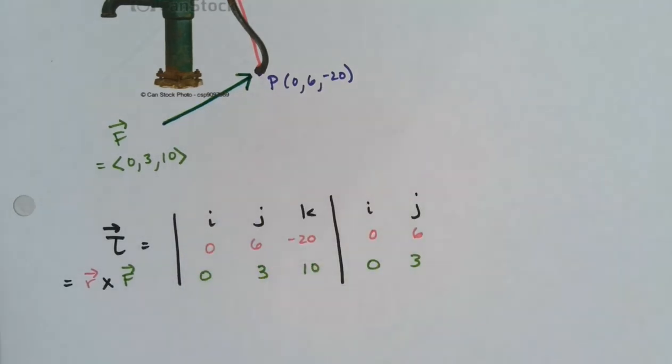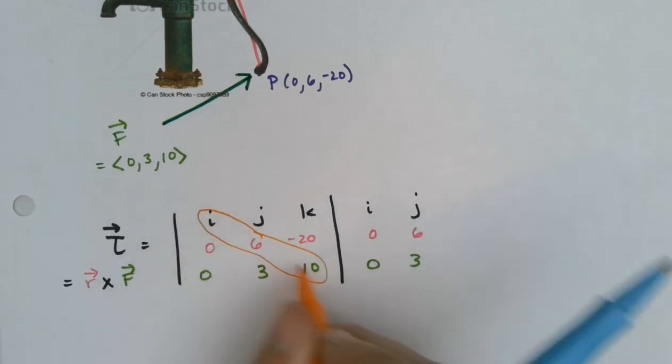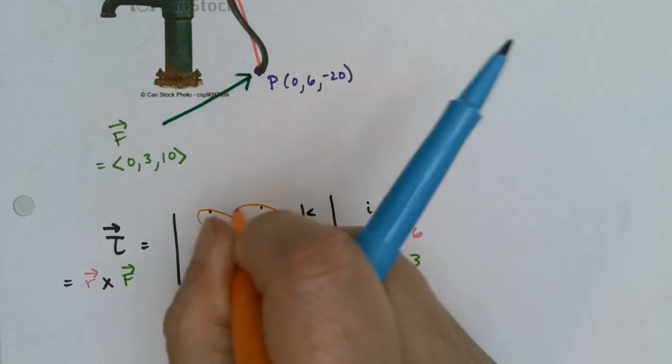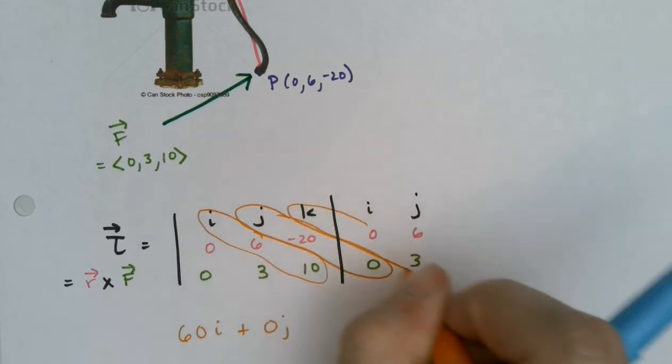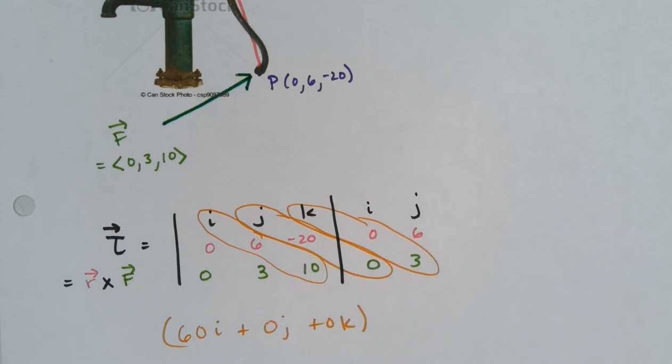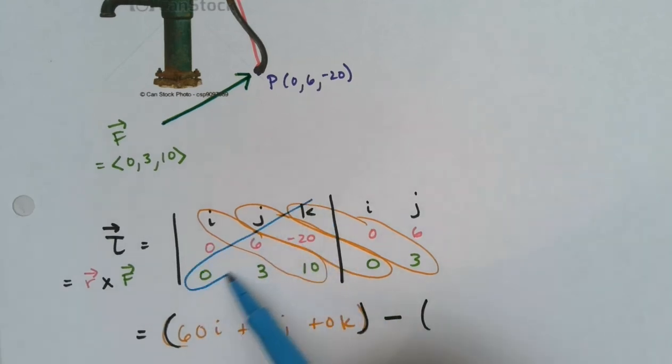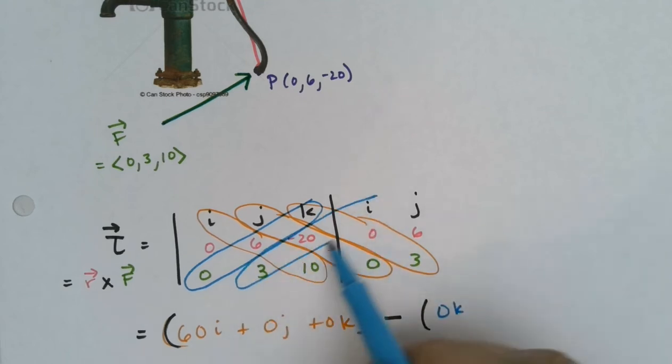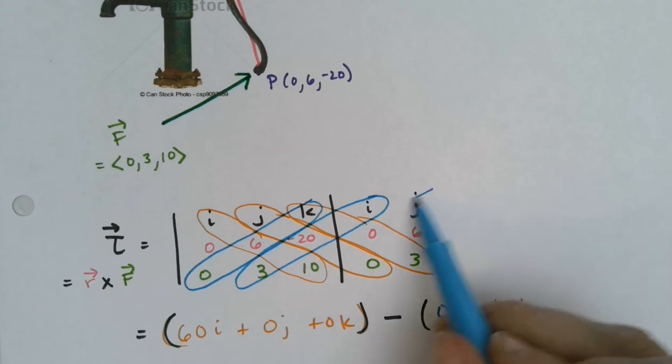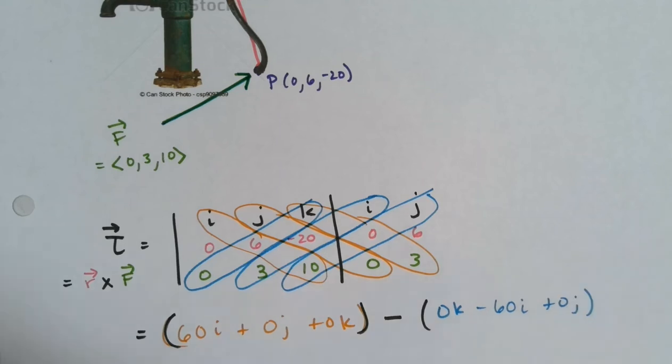All right, so let's see here. I'm going to go on the diagonal right here. i goes with 6 and 10. So that's 60i plus 0j plus 0k. Nice. They all disappeared. Minus. And then I'm going to go the other direction. So that would be 0k minus 60i. And then 0j. Interesting. So you might be thinking, oh, they canceled out. Oh, they did not. 60 minus a minus 60 is 60 plus 60, which is 120i. So your torque vector, tau, is equal to 120, 0, 0. There's the torque vector.